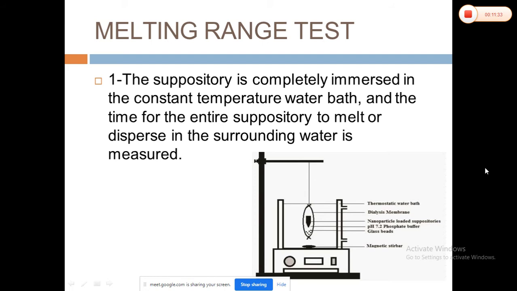So when you have carried out the disintegration test, at that time also we cannot say this particular condition will happen in the rectum also. But this particular melting time test is used to determine the time required to melt your suppository at our body temperature.